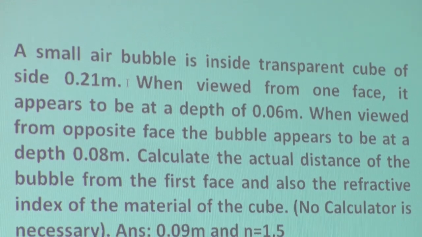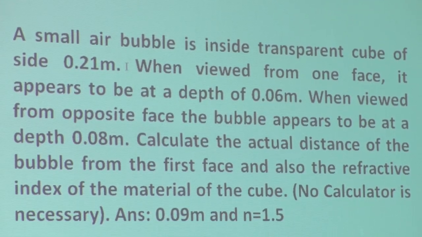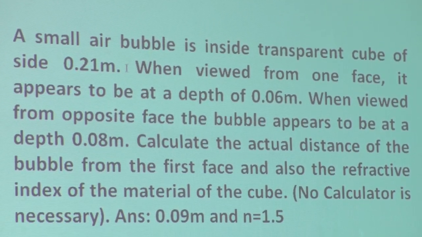Read the problem. A small air bubble is inside the transparent cube of side 0.1 meter. When viewed from one face, it appears to be at a depth of 0.06 meter. And when viewed from the opposite face, the bubble appears to be at a depth of 0.08 meters. Calculate the actual distance of the bubble from the first face and also the refractive index of the material of the cube. Okay, no calculator is necessary. You have your brain, so you can use it.